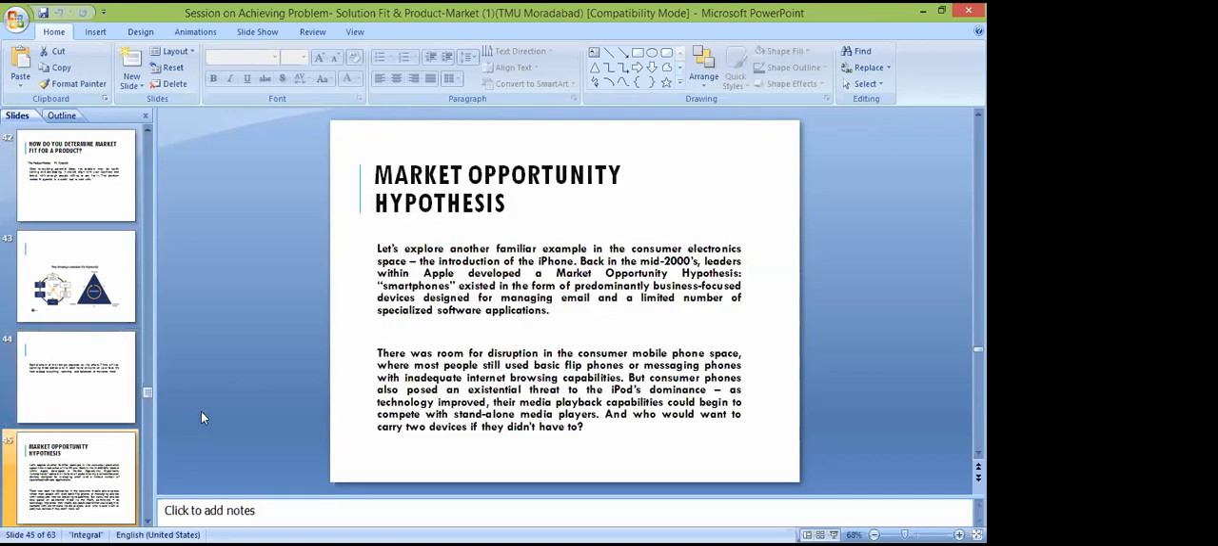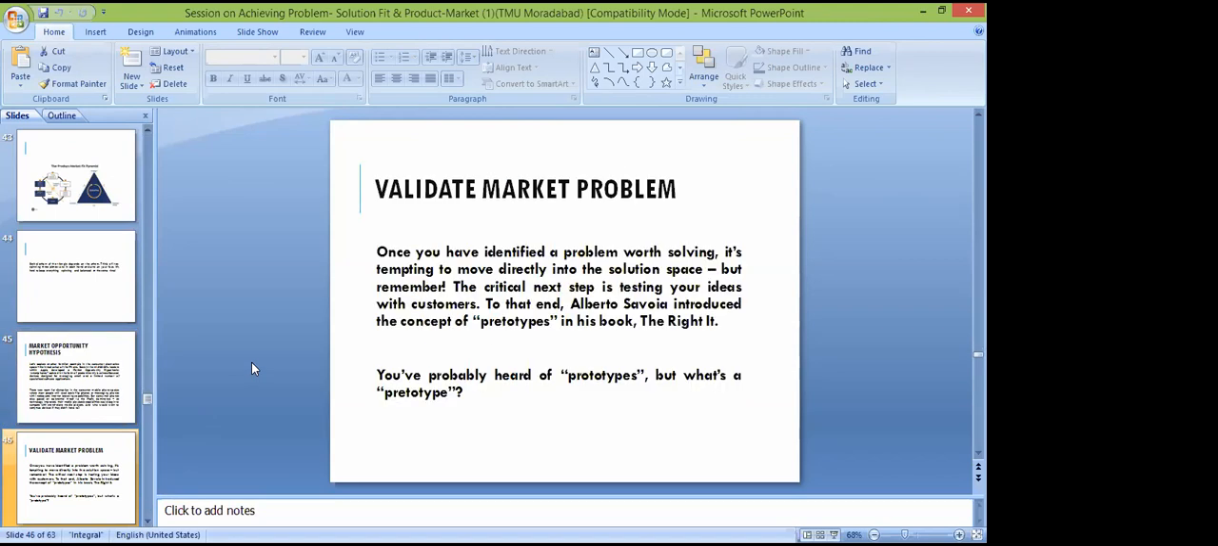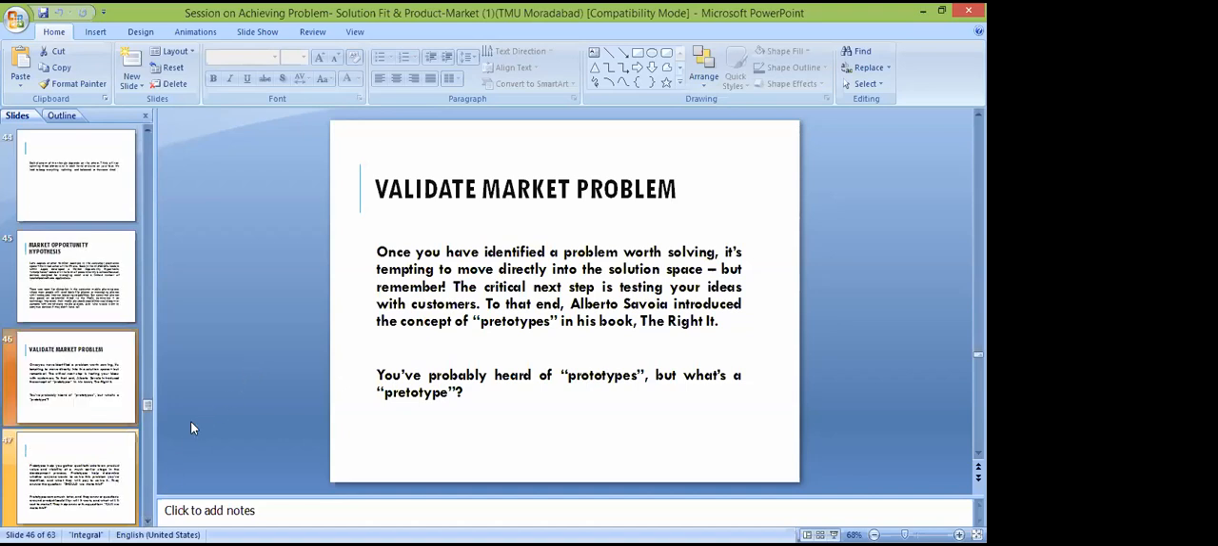Next. Come to after this: validate market problem. Once you have identified a problem worth solving, it is tempting to move directly into the solution space. But remember, the critical next step is testing your idea with customers. To that end, Alberto introduced the concept of prototypes in his book, The Right It. You have probably heard of prototypes, but what's a prototype? A prototype is the model which is developed prior to the product. That is called a prototype. Next, please.